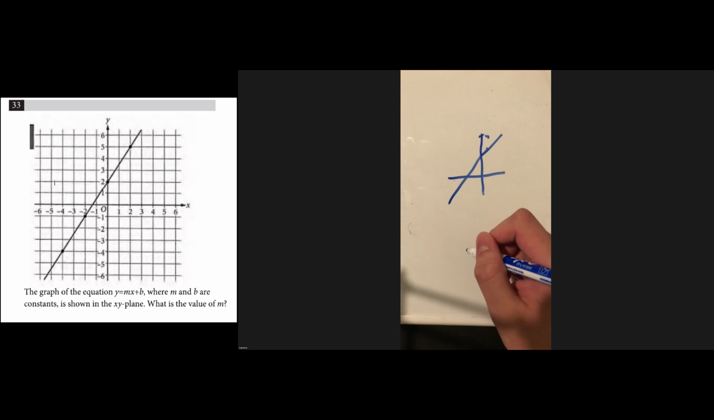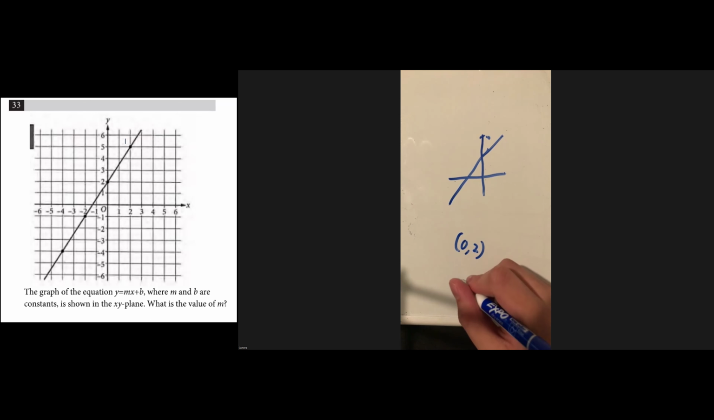If we look here, it gives us some set defined points at (0, 2), and it also gives us a set defined point at (2, 5). And so we just have to find the change in x and change in y. As you can see, it goes up 3 and it goes right 2. So we have 3/2 as our slope.